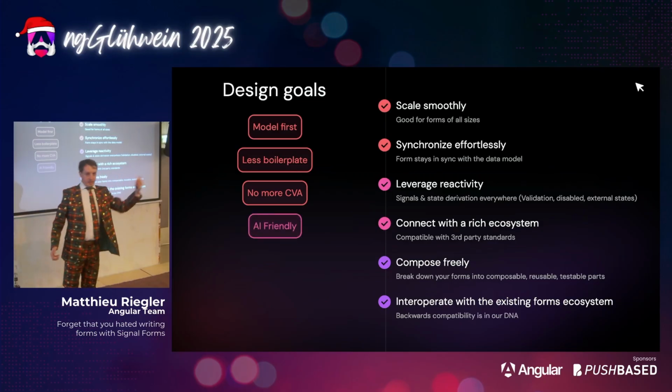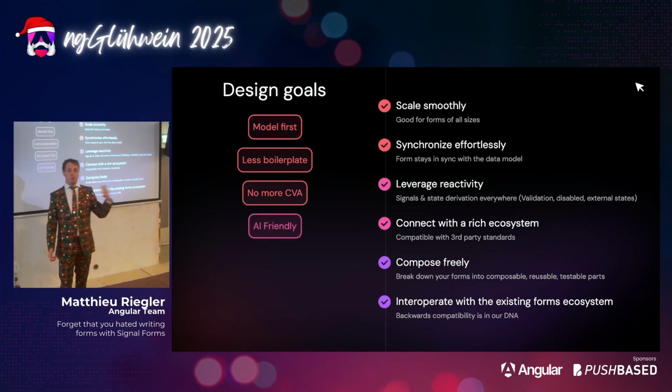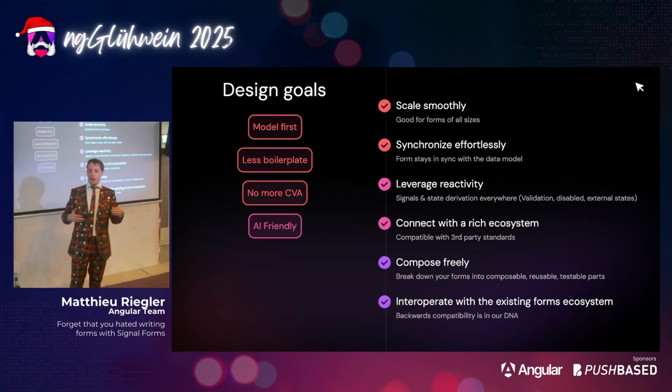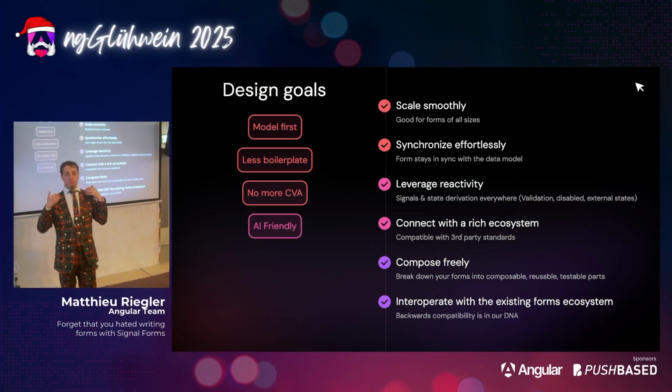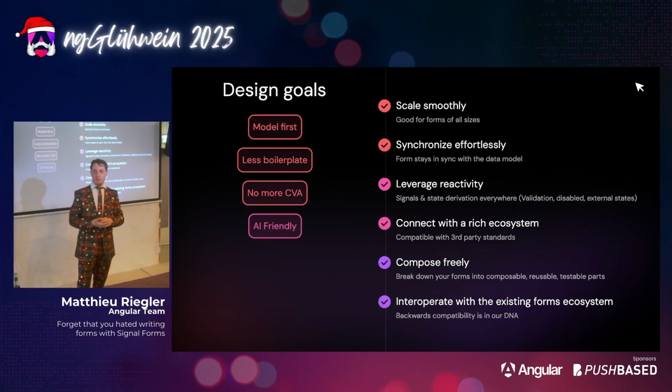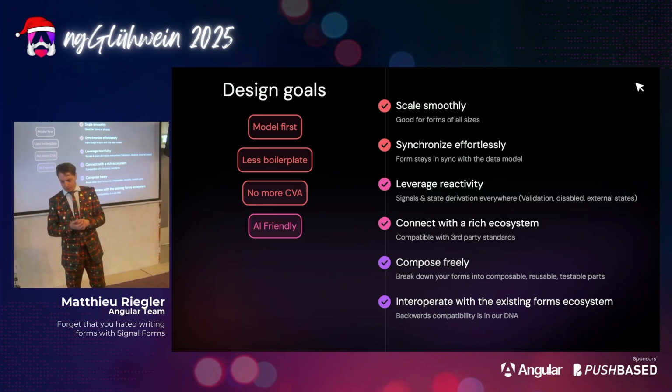AI should help you more than be a problem for you. So we want to have an API that is friendly to use, where you can just ask your favorite agent to write the forms for you. So we should be able to provide the information that helps the AI, the agent, create the code for you.